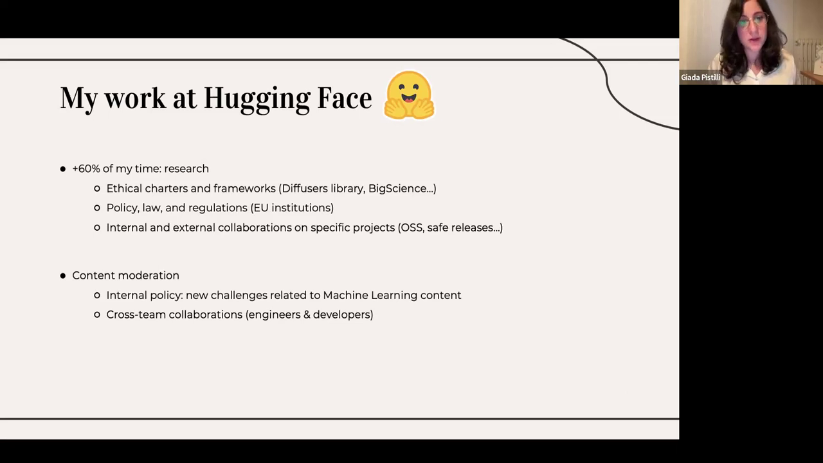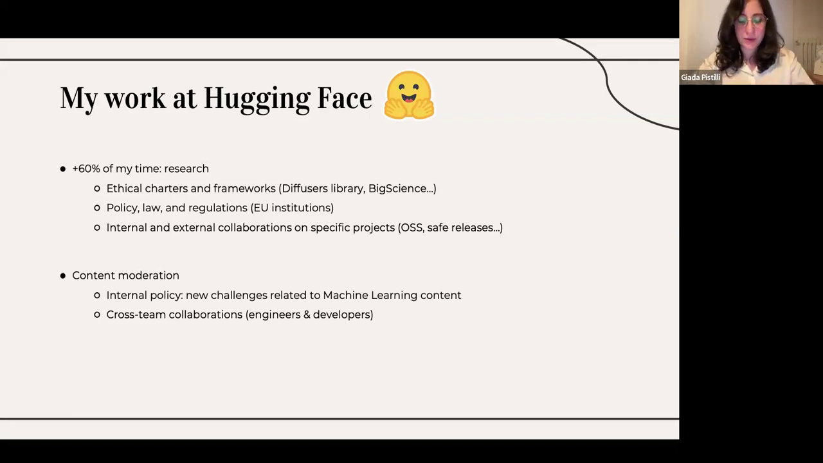I also deal with policy, law, and regulation, as I was saying. Especially since I'm based in Paris, I do that in the European context, Brussels. And I also do internal and external collaborations on specific projects, mostly related to open source and safe releases. As I was saying, like Stable Diffusion, I was also involved with their release on our platform. Stable Diffusion, the text-to-image model. Maybe you're familiar with Midjourney. It's kind of the same thing.